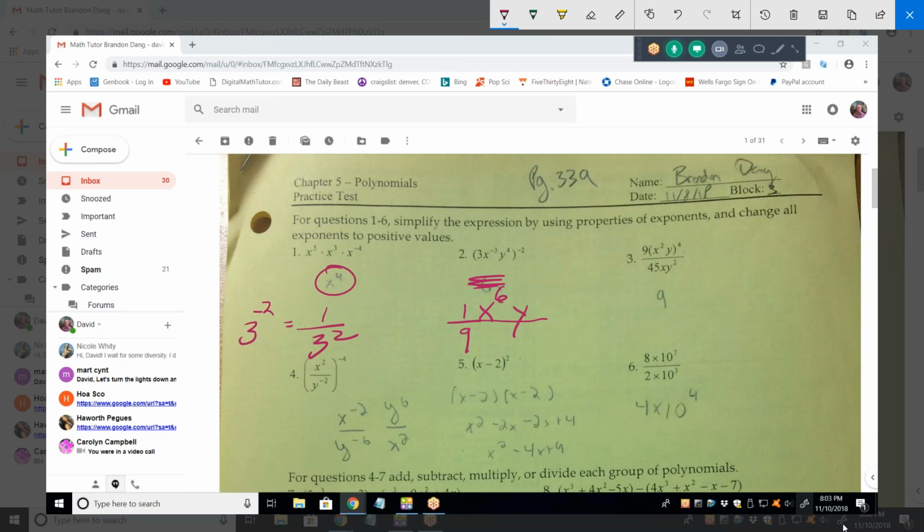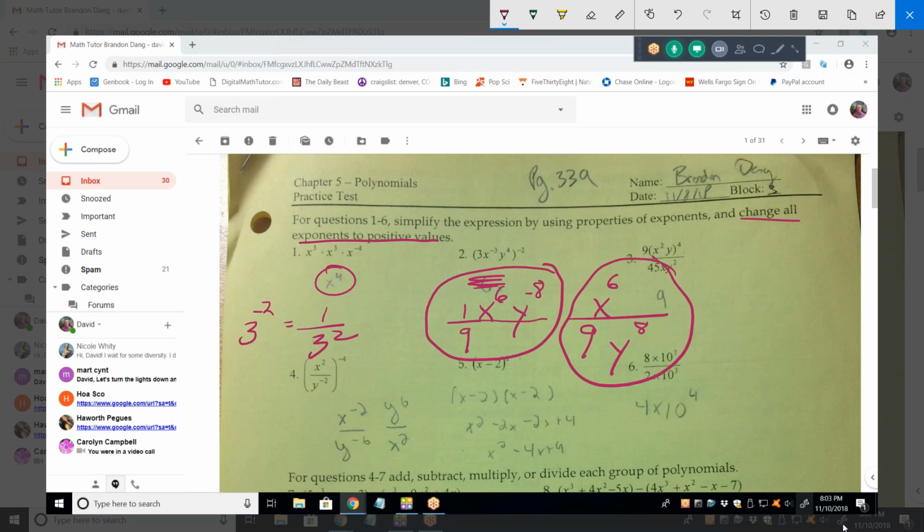Yeah, now I can start off by writing it like that. Okay? But they say change all exponents to positive values. So how do I change that to a positive 8? Just put it on the other side of the fraction bar. That's all you do. And it works in all directions. So here's the final answer. Have all positive exponents. Everything's exactly where it should be.